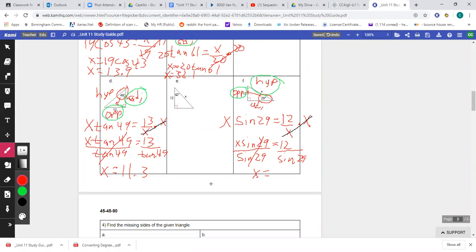And then you get x is equal to, and then now just go ahead and do this one. So once again, on the iPhone, it's 12 divided by 29 sine. You press equals. On a regular calculator, it's just going to be 12 divided by sine 29 equals, and then you get 24.8.